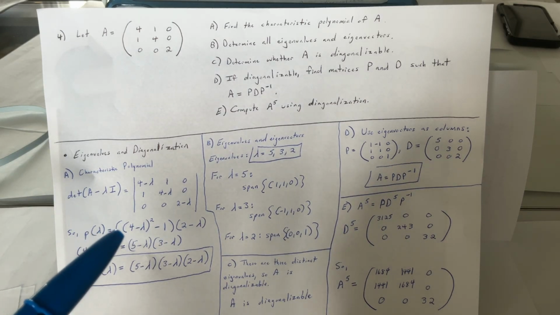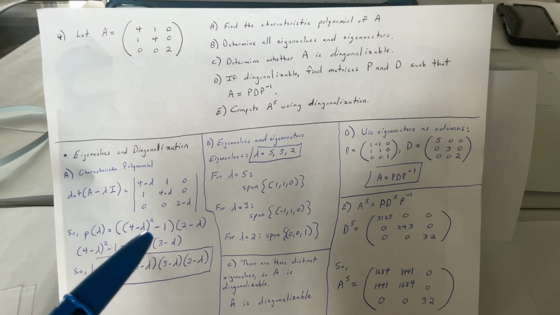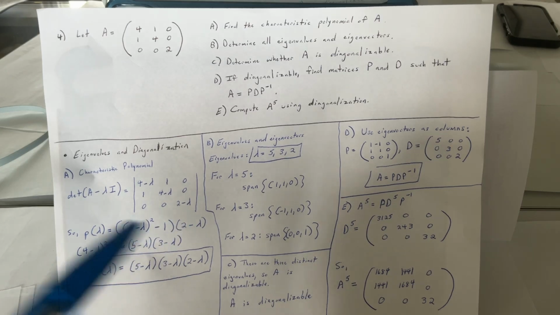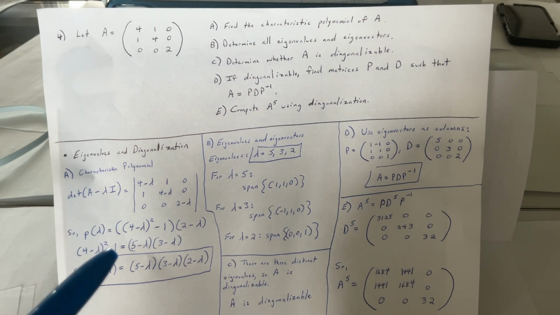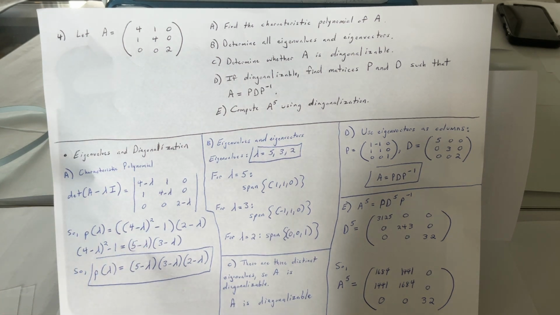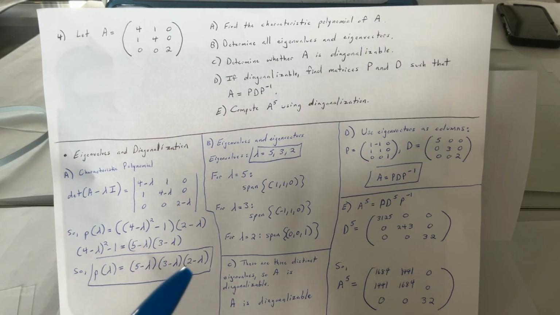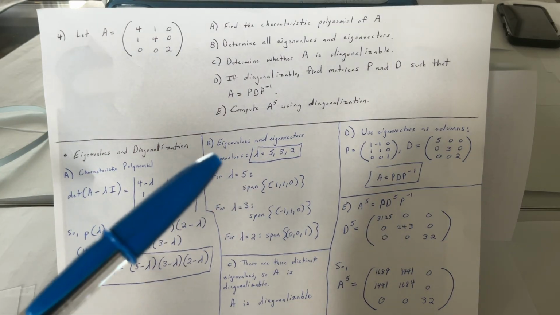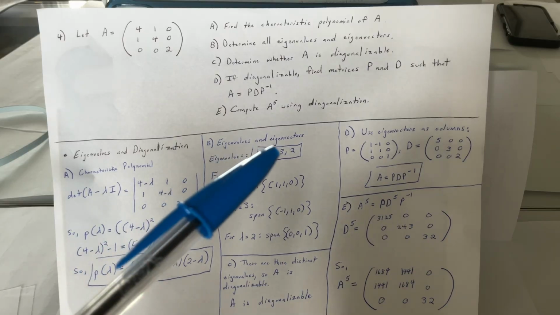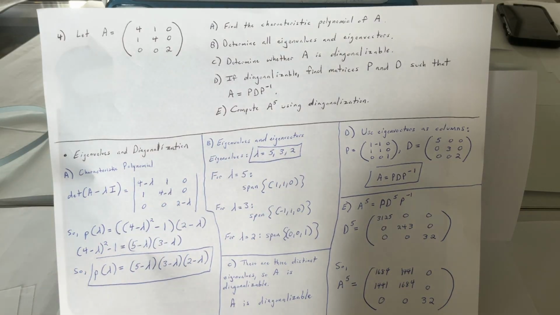So P of lambda equals ((4 minus lambda) squared minus 1) times (2 minus lambda). (4 minus lambda) squared minus 1 gives us (5 minus lambda)(3 minus lambda). So P of lambda equals (5 minus lambda)(3 minus lambda)(2 minus lambda). That's a segue into letter B: determine all eigenvalues and eigenvectors. The eigenvalues are lambda equals 5, 3, and 2.